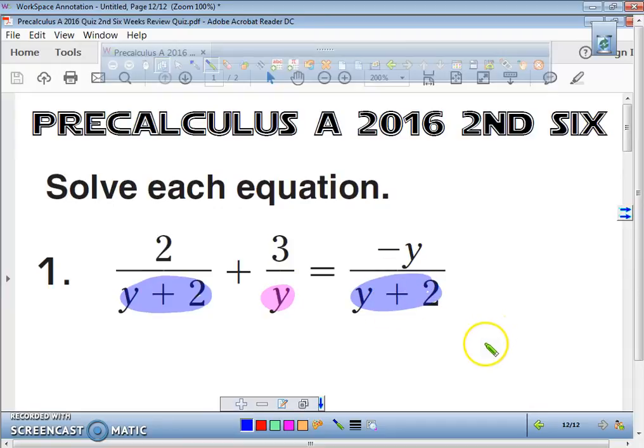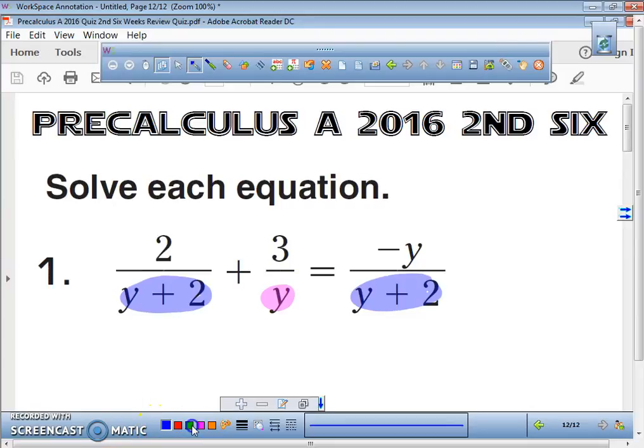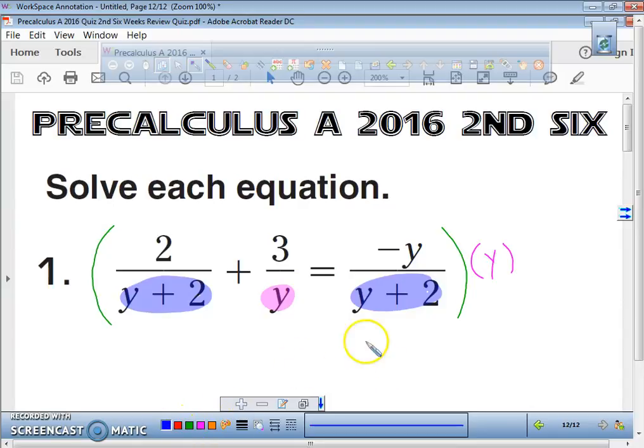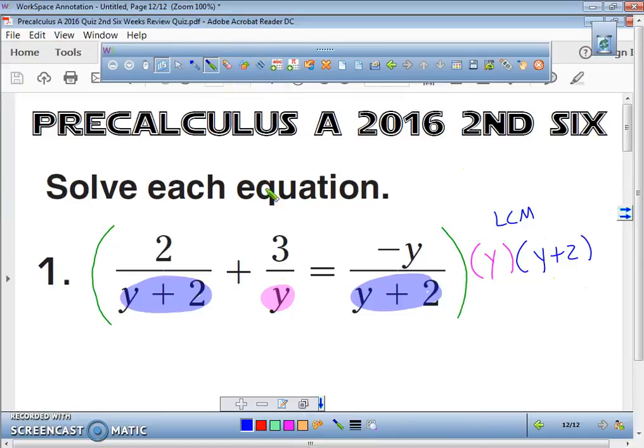Well, the problem that we have here is we have a whole bunch of y's in the denominator that we need to get rid of. So my suggestion for everybody is to multiply the whole equation by a y and a y plus 2. These two factors are what's considered to be your least common multiple that you're going to have to take and distribute to every single number that is in the numerator.